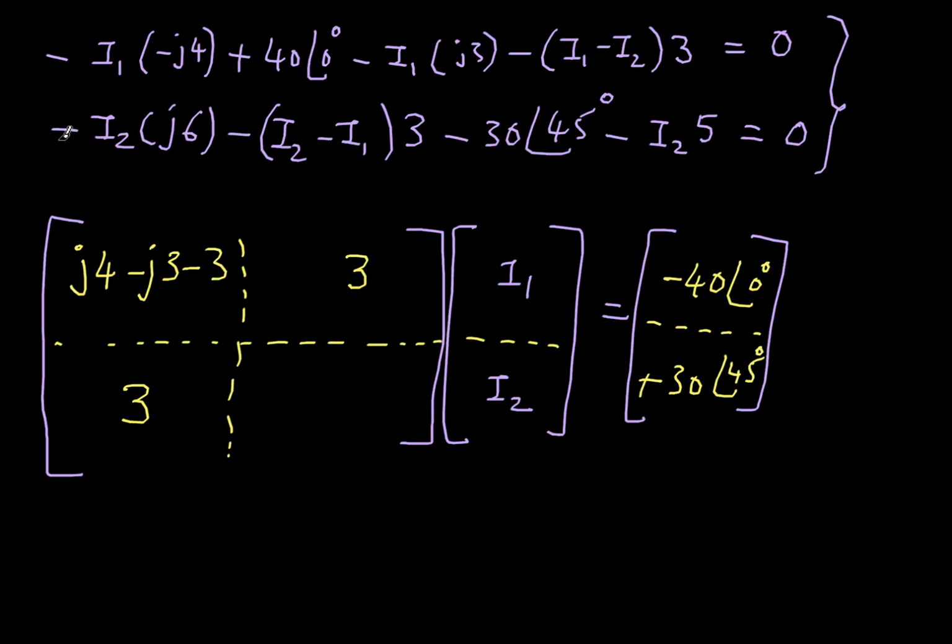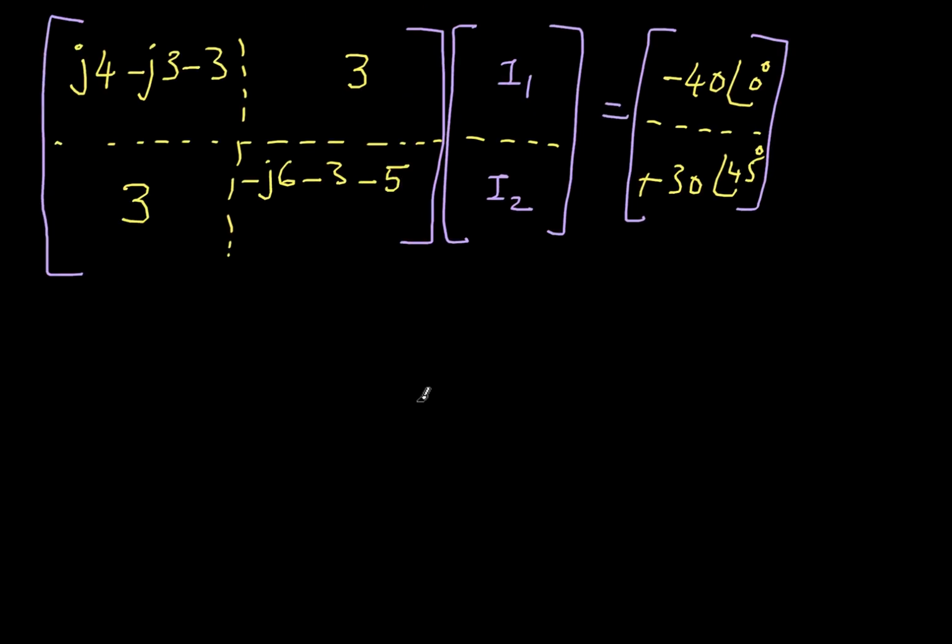Now look at all the coefficients of I2. I have minus j6 here, then I have minus 3 here, then I have minus 5 here. Like this, I have two unknowns and two equations. If I further simplify, this will be minus 3 plus j, or 1j.